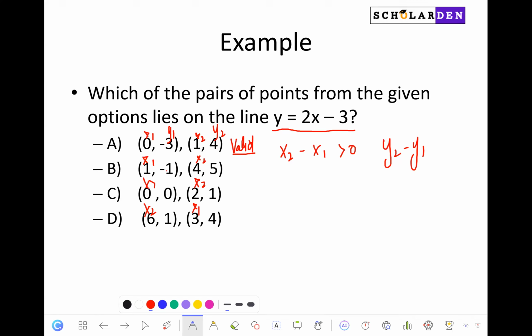For this case, 5 minus minus 1, this is also valid. 1 minus 0, this is also valid. And 1 minus 4, this becomes invalid. Why? Because of the slope in this particular case, so this is y2, this is y1.